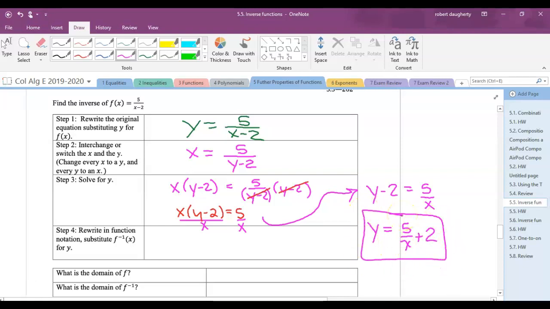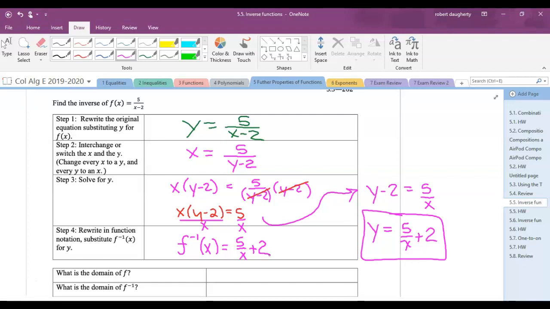Okay, that's my inverse. I need to write it in inverse notation. So f inverse of x is 5 over x plus 2. Would you never plug it back into the original equation? No, these are different equations.